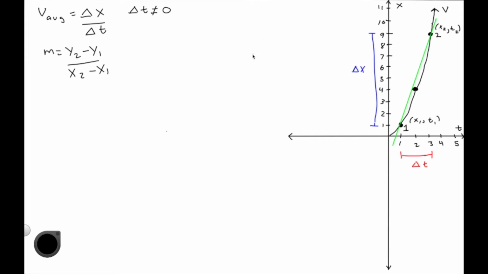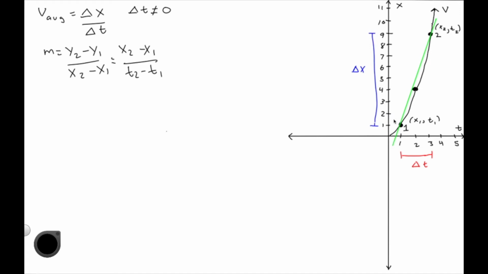And so the thing is that we don't actually have y and x values, right? In this case, we have x and t values. So we would have to replace these values with x and t. So instead of y sub 2 minus y sub 1, we would have x sub 2 minus x sub 1, which is the values of our vertical axis. And then instead of x sub 2 minus x sub 1, we would have t sub 2 minus t sub 1, which is the values of our horizontal axis.